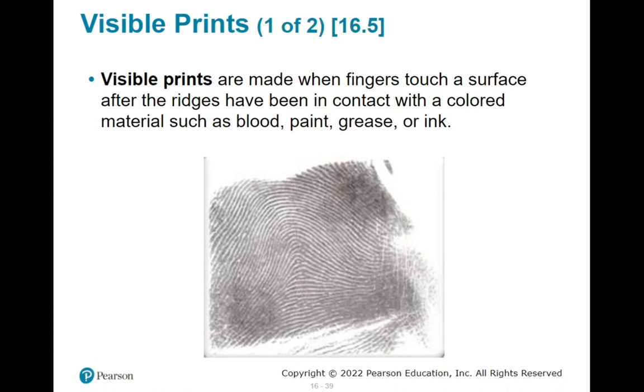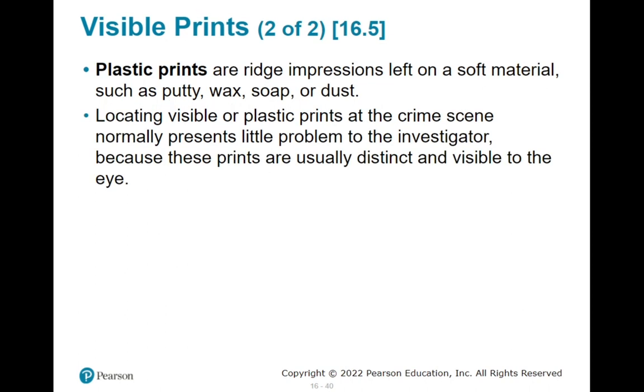Then we have what we call visible prints, and these are made when fingerprints touch a surface after the ridges have been in contact with something that has color to it, such as blood, paint, grease, ink. And so this allows us to be able to see those prints. So this might be like if you touch the lead of your pencil and then you touch it to paper, now we can see those prints. Or if you get ink on your fingers from a pen and you touch the surface of the desk, now we can see those prints.